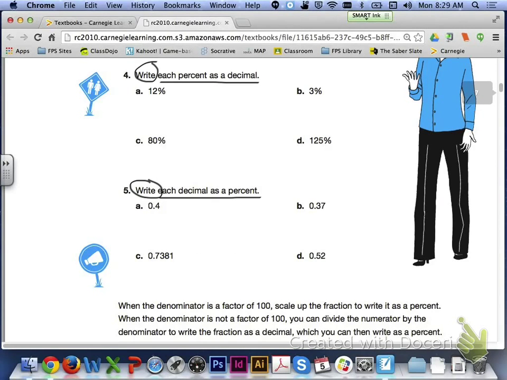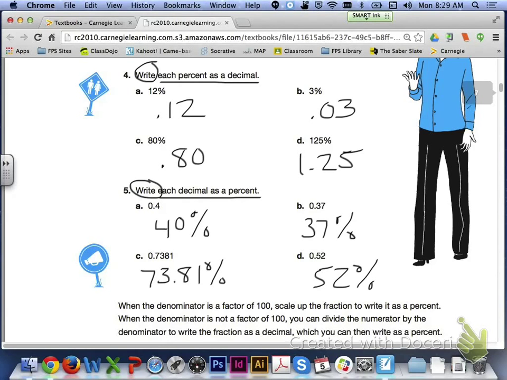Let's take a look at number 4 and number 5. First, what you're going to do in number 4 is write each percent as a decimal, so do A through D. And for number 5, you're going to write each decimal as a percent. I would also like you to do A through D for number 5 as well.